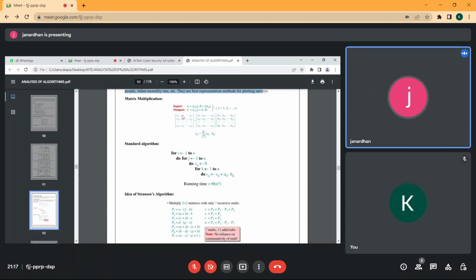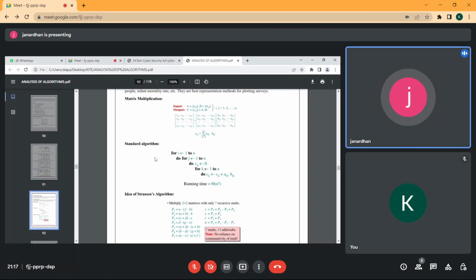Matrix manipulation input: A equal to Aij, B equal to Bij, C equal to A and B. It's a Cij. Right. Here there is a matrix C, obtained by multiplying A and B. Okay, how we will calculate Cij? Cij equal to sigma k equal to 1 to N Aik into Bkj.